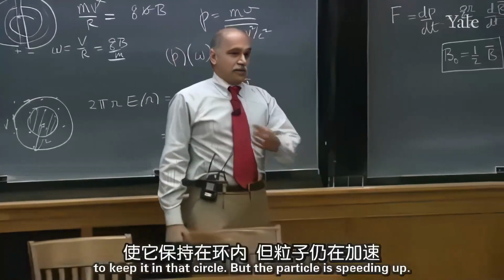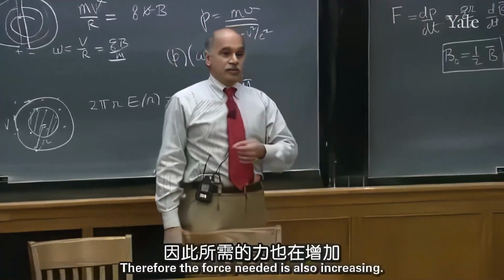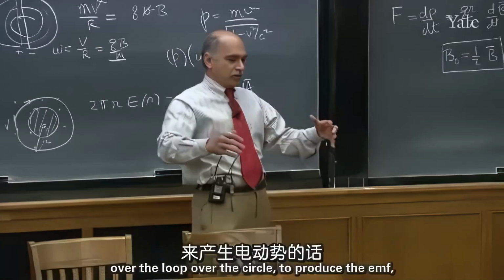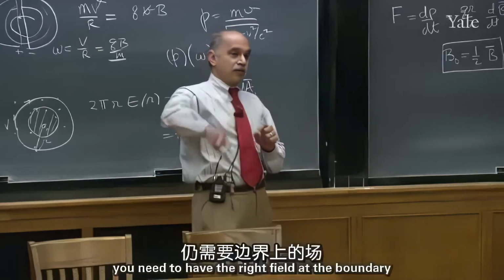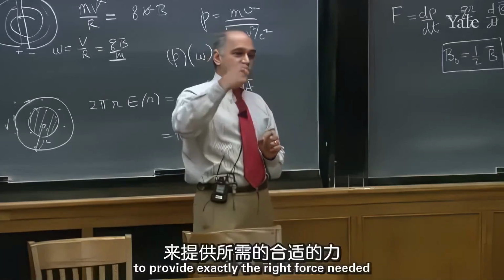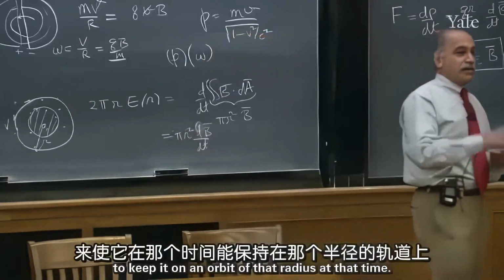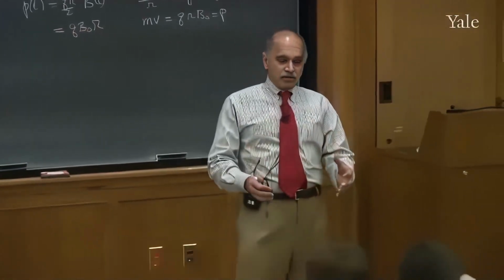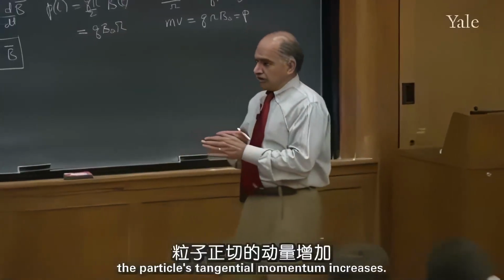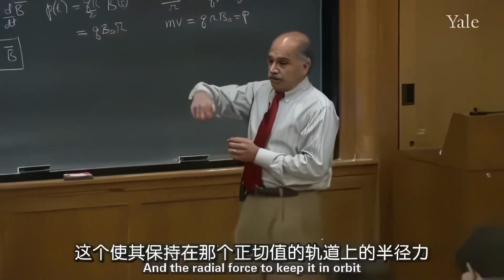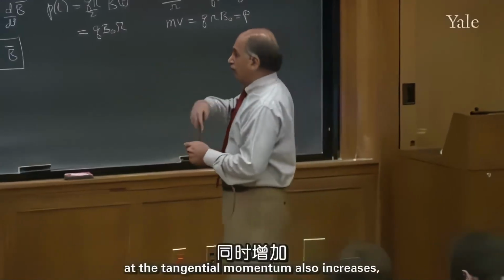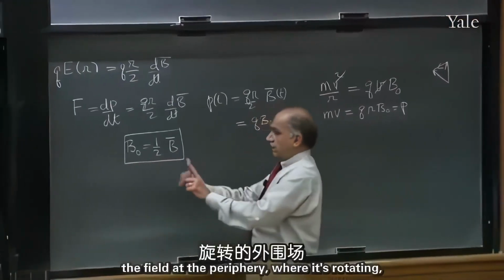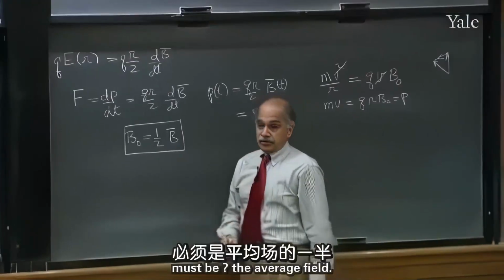But the particle is speeding up. Therefore, the force needed is also increasing. So in addition to increasing the average field over the loop, over the circle, to produce the EMF, you need to have the right field at the boundary to provide exactly the right force needed to keep it on an orbit of that radius at that time. Therefore, the story is as time passes, the field increases in strength, the particle's tangential momentum increases, and the radial force needed to keep it in orbit at the tangential momentum also increases, and the demand, when we look at it, says that the field at the periphery, where it's rotating, must be 1/2 the average field.